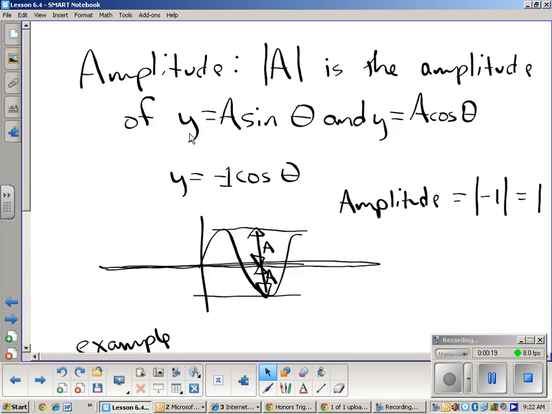Of this sine model, the sine model or the cosine model, A is the number in front of the sine function or the cosine function. So the amplitude is the absolute value of that number.